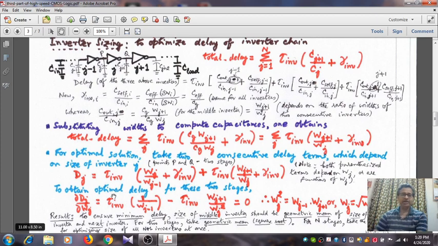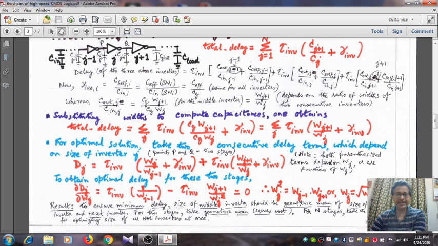So to obtain the optimal delay for these two stages, we simply differentiate Dj with respect to Wj. And if you equate it to 0, we get this relation binding the widths of the three transistors, namely the j minus 1 stage, j stage and j plus 1. That is, Wj becomes the geometric mean of Wj plus 1 and Wj minus 1. So here you have considered a three-stage circuit. We call it to ensure the minimum delay.